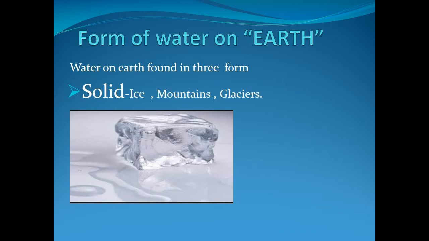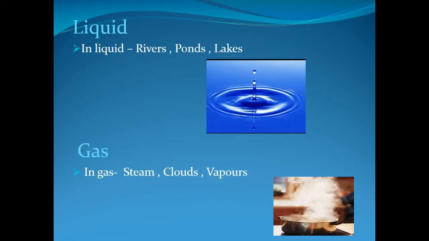Forms of water on Earth. Water on Earth is found in three forms: solid, as ice, mountains, glaciers; liquid, in rivers, ponds, lakes; and gas, as steam, clouds, vapors.